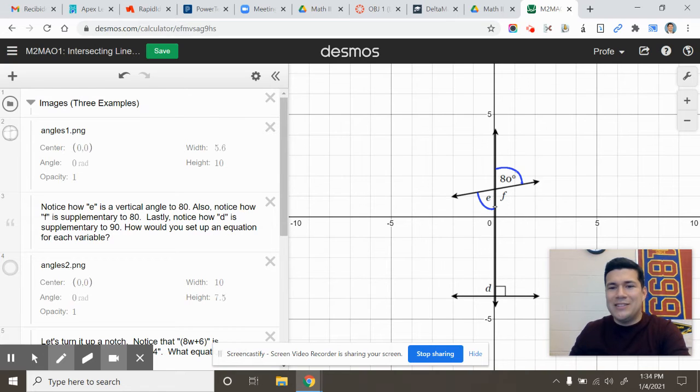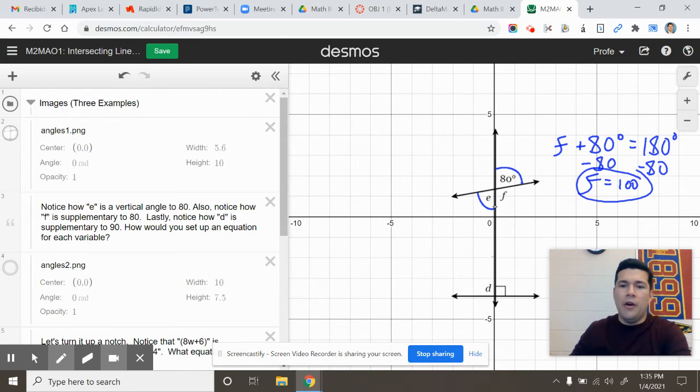Now angle F is not going to be congruent to 80. They are not vertical angles, but it is supplementary to 80, which means you could set up the equation. If I take F and add 80 to it, the result should be supplementary, 180. That's a one-step equation where you could very quickly subtract 80 from both sides and find that F is actually equal to 100.